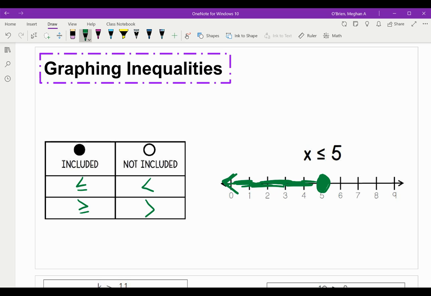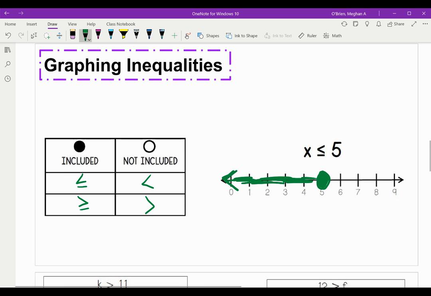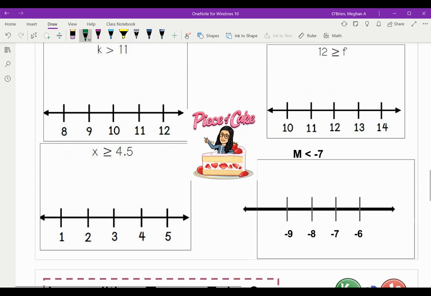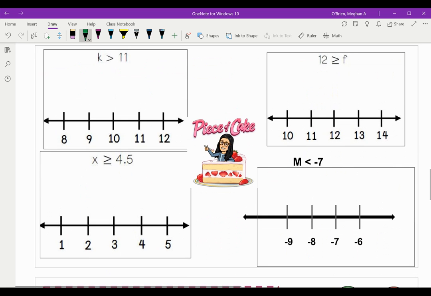We sketch it because I don't know about you, I don't want to sit down and list all of the numbers less than 5. Do you? That's like an infinite number of numbers. Okay, let's practice this a little bit more.